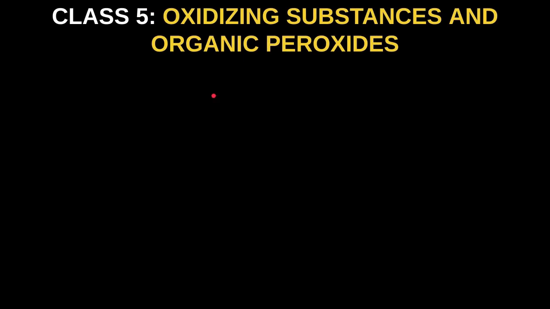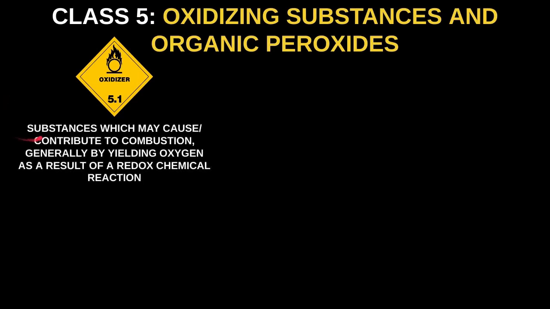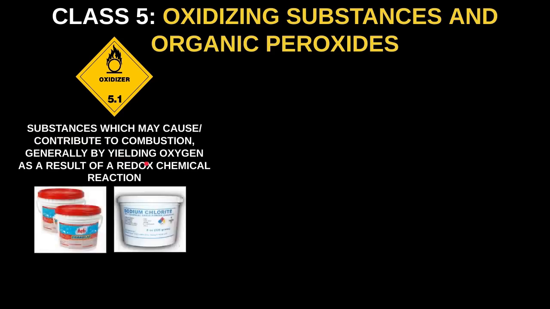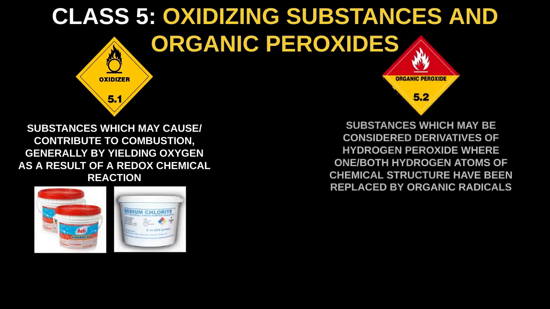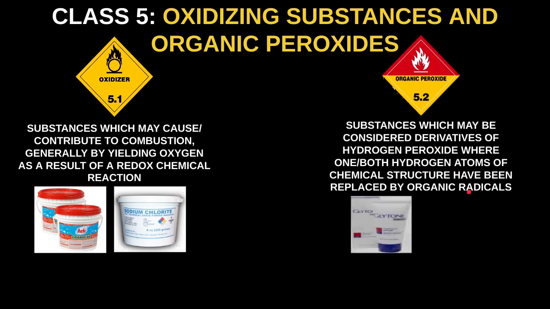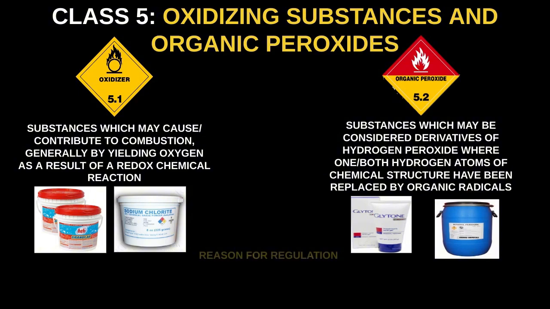Class 5 is your oxidizing substances and organic peroxides. They are split into two categories: oxidizers, 5.1. These substances contribute to combustion by yielding oxygen. Organic peroxides, 5.2. These are derivatives of hydrogen peroxide, where one or both hydrogen atoms have been replaced by organic radicals.